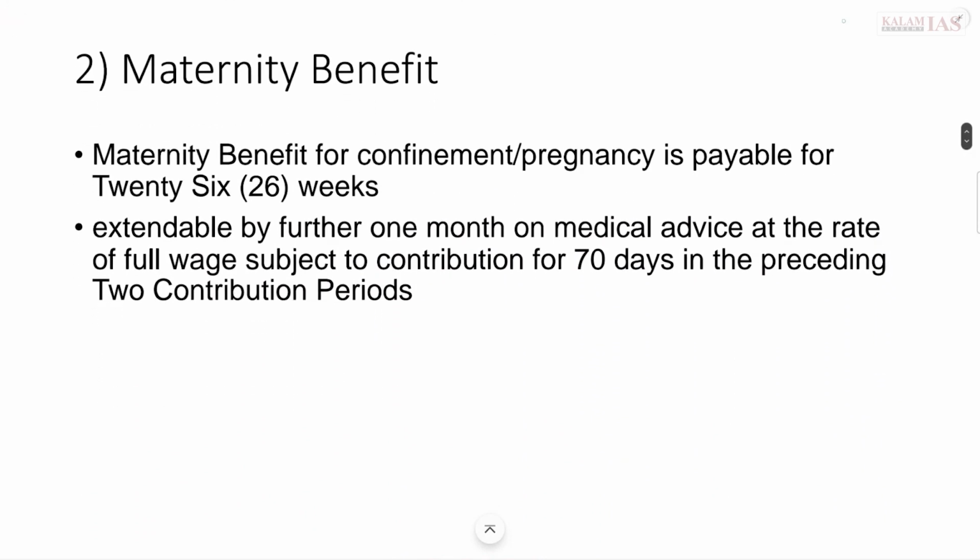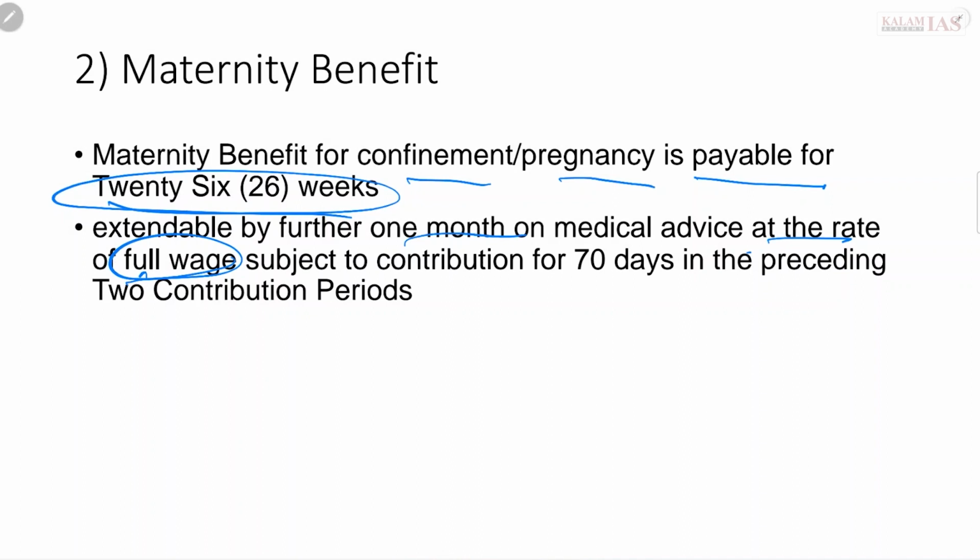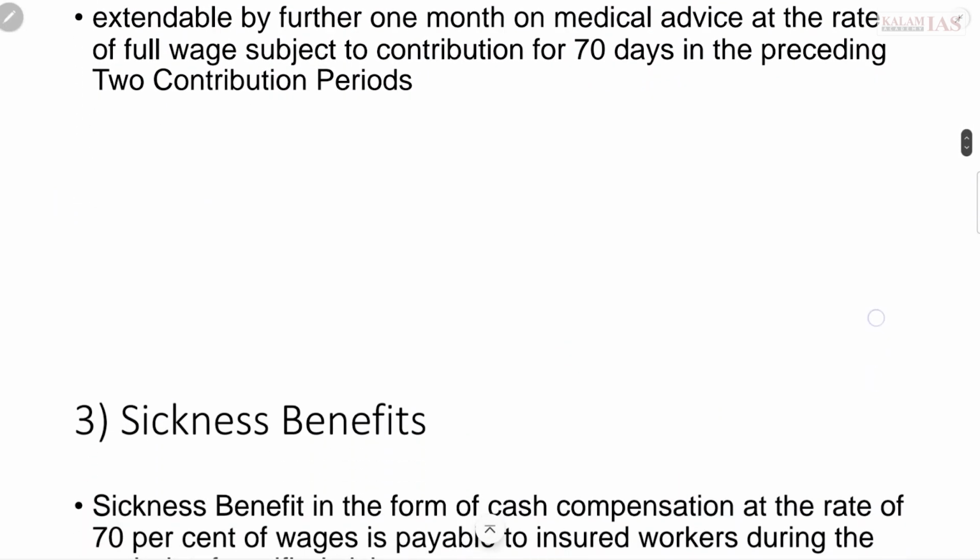Then we have maternity benefits. The maternity benefits for confinement and pregnancy is payable for 26 weeks. Okay. This is extendable by further 1 month on medical advice at the rate of full wage, subject to contribution for 70 days in the preceding 2 contribution periods. So if the employer and employee both have contributed sufficiently, then upon medical issues arising, a 1 month extension can also be granted to the woman for confinement or pregnancy.